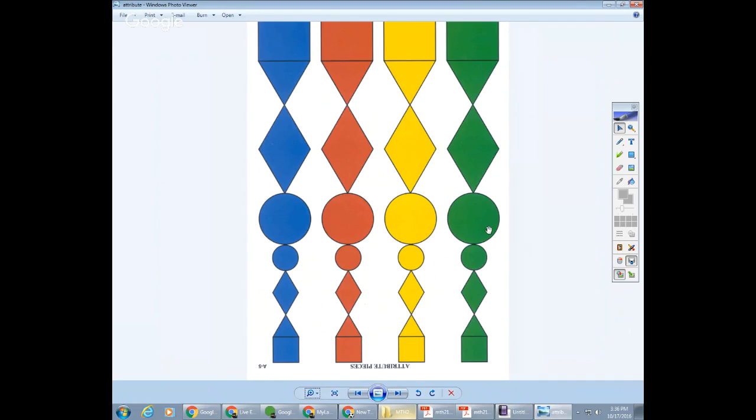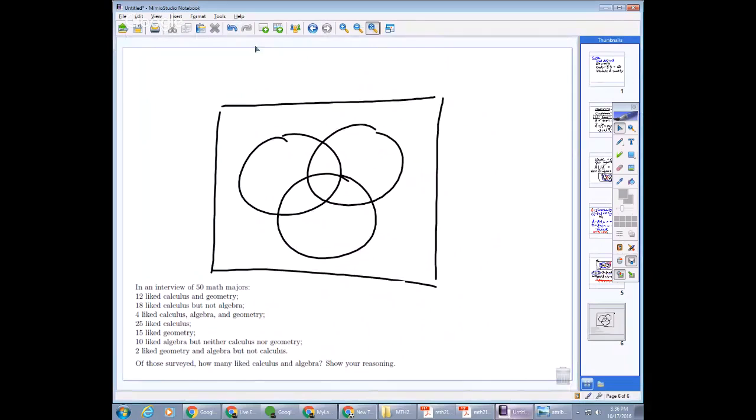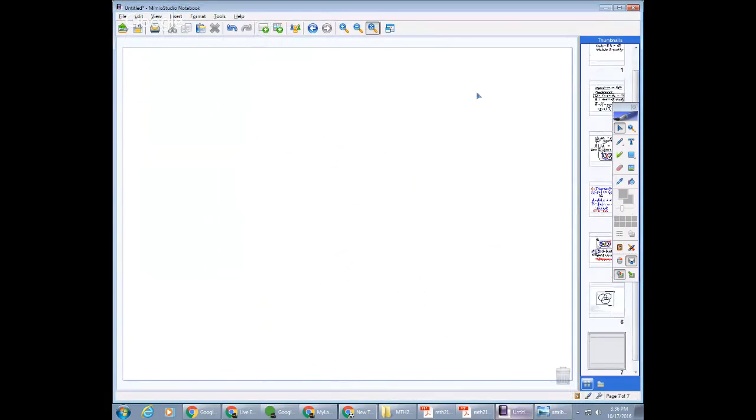Okay, so attribute means a quality of something. So these shapes have three different qualities. They have shape, they have size, and they have color. And so we can play around with them that way. So what we're going to try and do is from this universe, we'll come back and do that math one in a little bit.